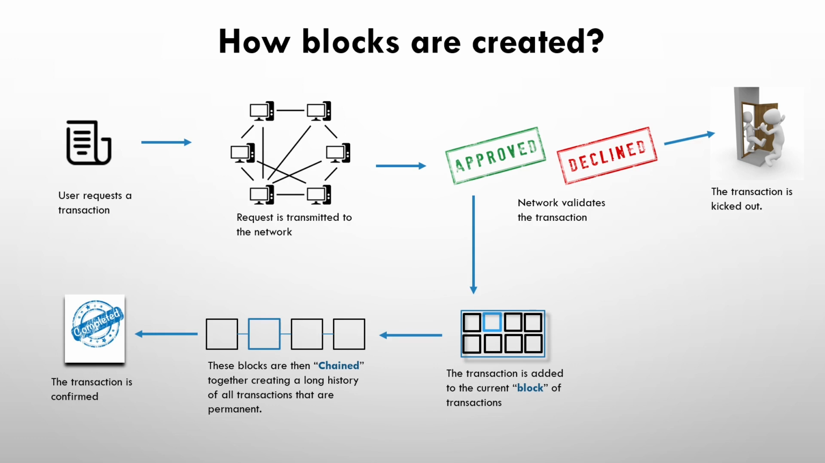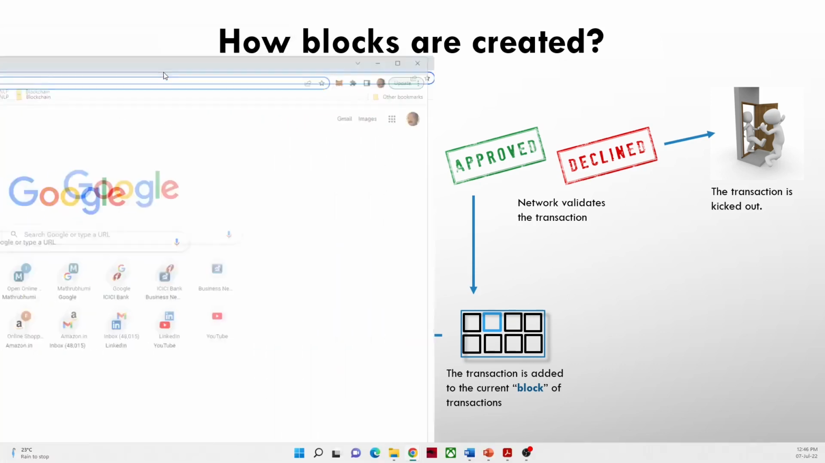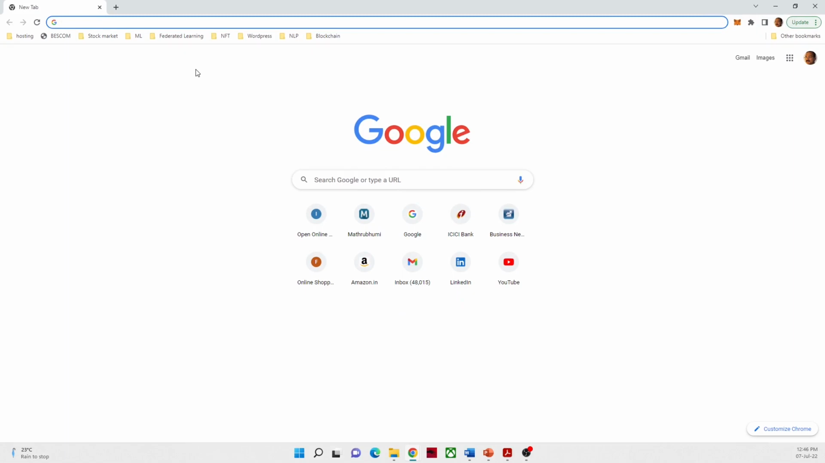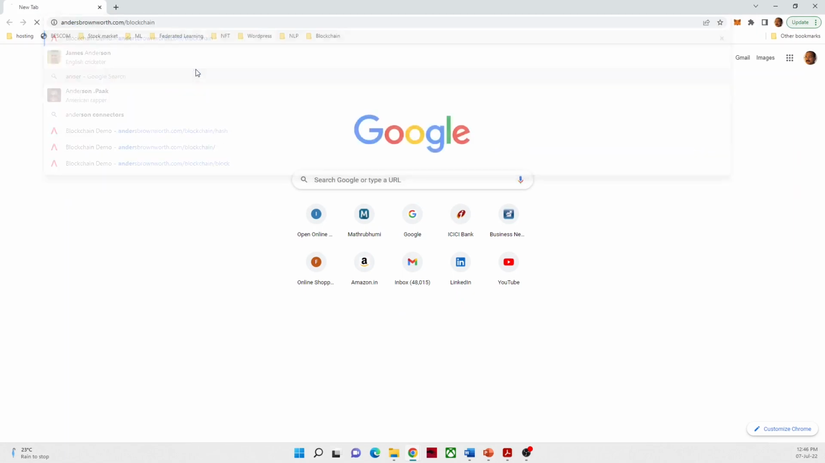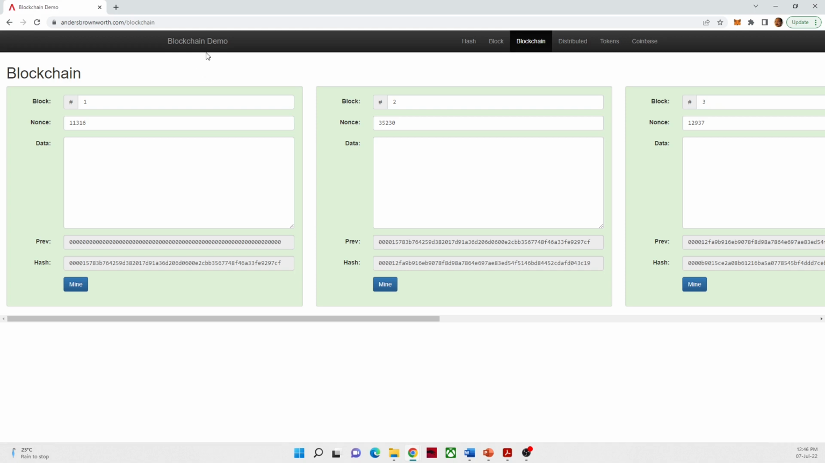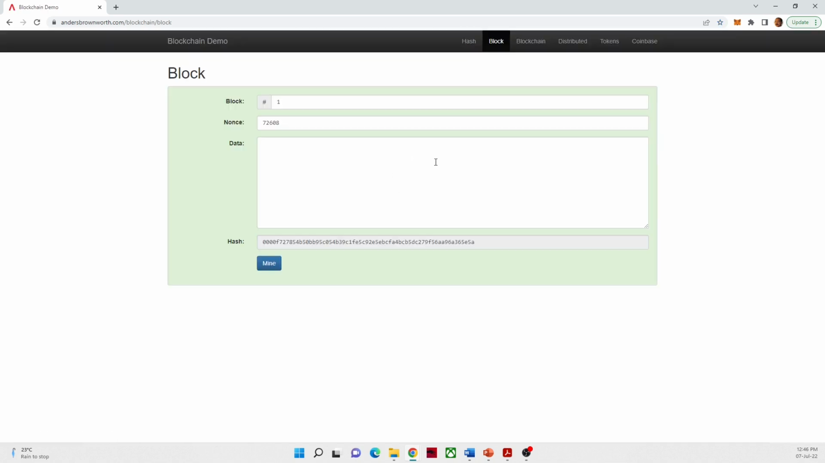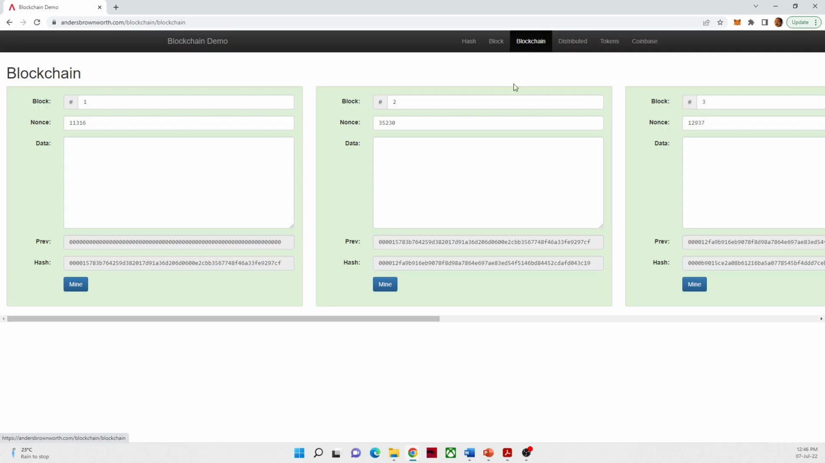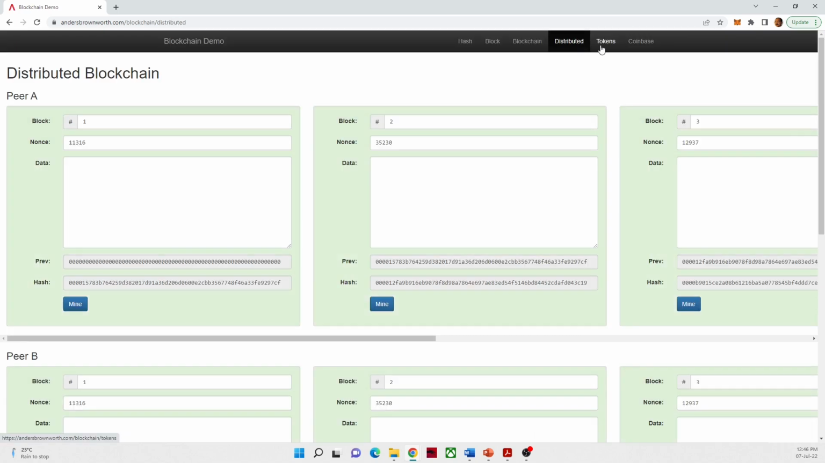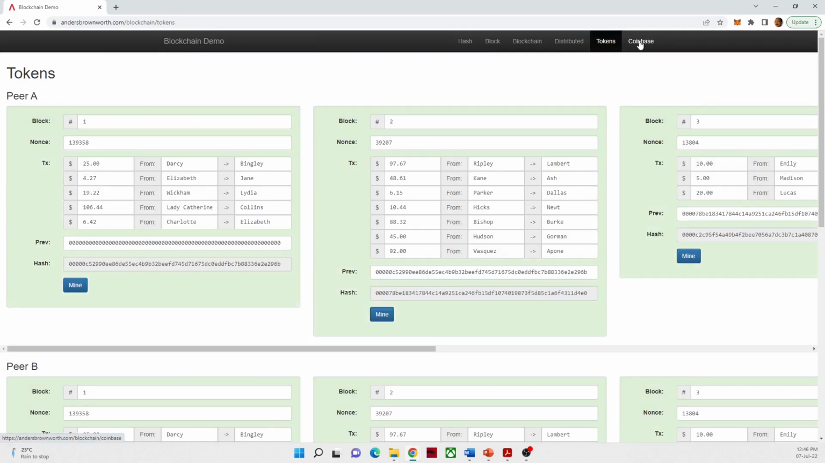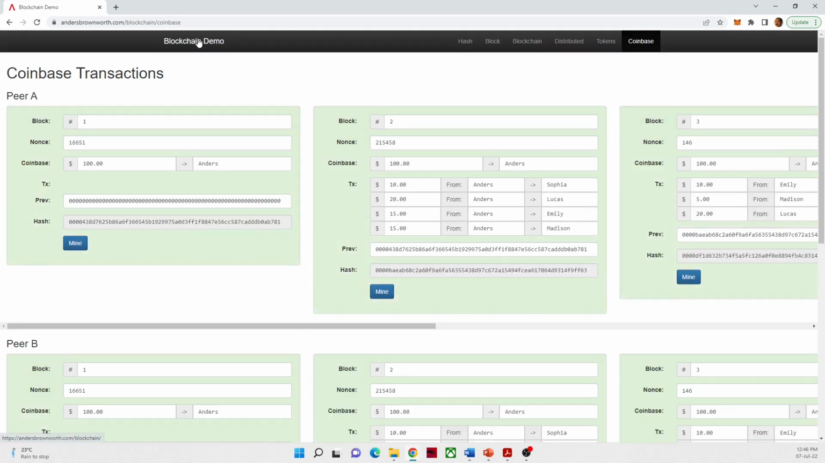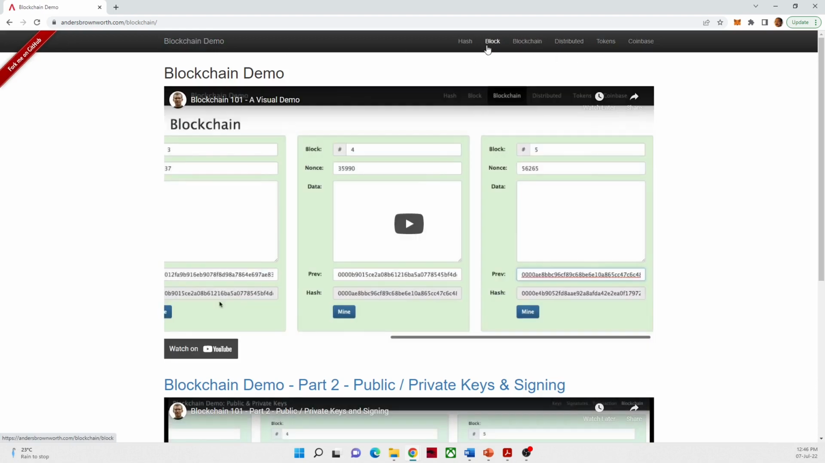To understand the internal working of blocks, I highly recommend visiting this blockchain demo created by Anders Brownworth. The URL is andersbrownworth.com/blockchain. Here he has clearly explained the hash, what is inside a block, how the blocks are chained, and the concept of distributed ledger, tokens, and Coinbase. This is very interesting. You can get a fair idea about blockchain by watching these videos and then trying these implementations by yourself.